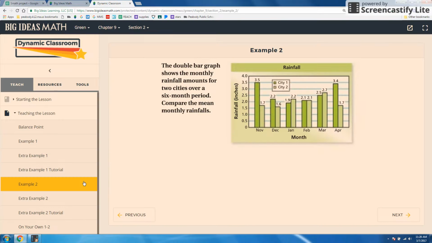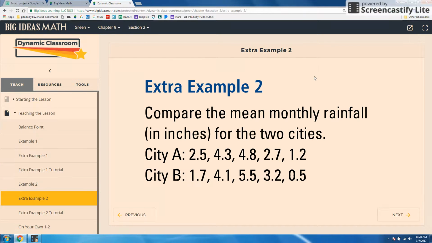So I'm going to give you one of these to try. Do it on the back of your notes. You're doing the same exact thing. You're going to add all of city A and divide it by how many numbers there are. Then you're going to add all of city B and divide that by how many numbers you added. And you're going to tell me which one has the higher average monthly rainfall. So the one with the bigger answer would be your city. Make sure when you add them, you line up your decimal points, you add like normal, you bring the decimal point straight down, and then you just divide it by how many numbers you added. So pause and try this one.